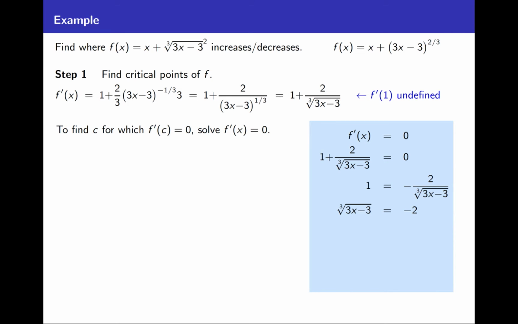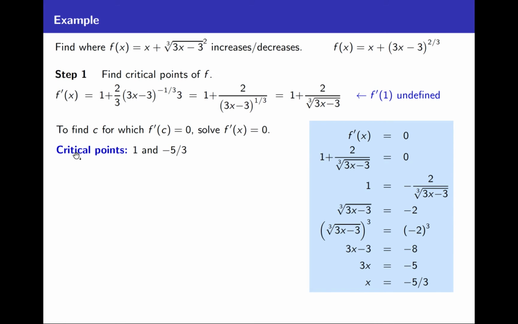And remember, we want to isolate x. We're looking for what x would be. We need to get it by itself, so we could begin by cubing both sides to get rid of the cube root. That gives us 3x minus 3 equals negative 2 cubed, which is negative 8. Or 3x equals negative 5. And finally, to isolate the x, x equals negative 5/3. So what we've just figured out is that x equals negative 5/3 is the only value that makes the derivative equal to 0. So that's another one of our critical points.